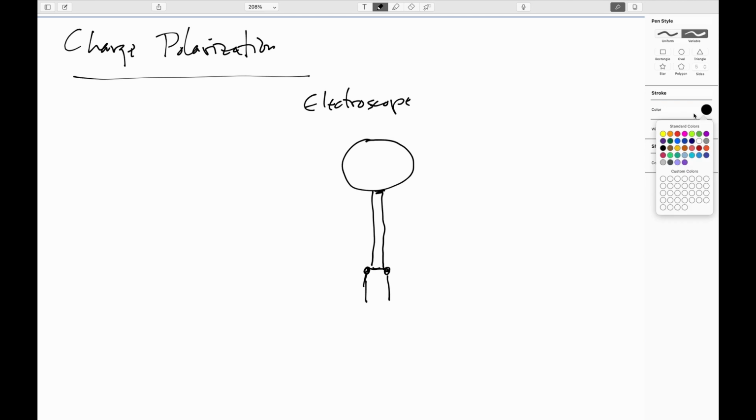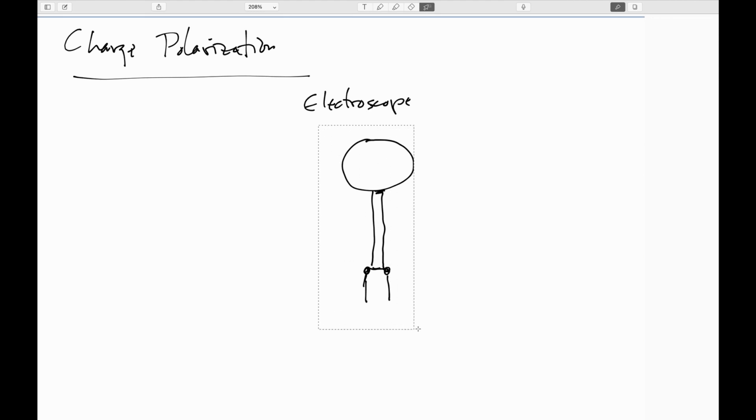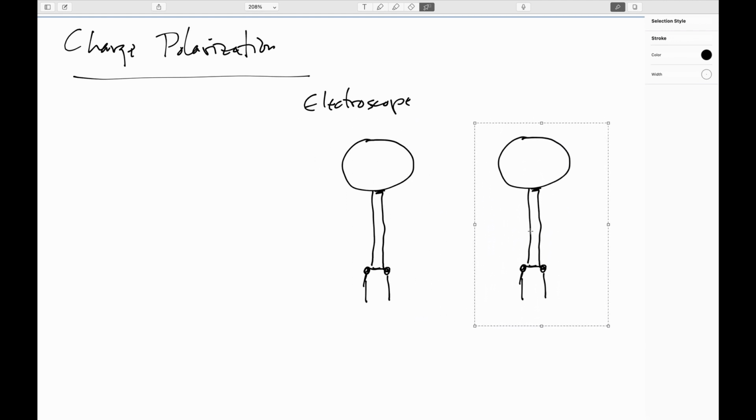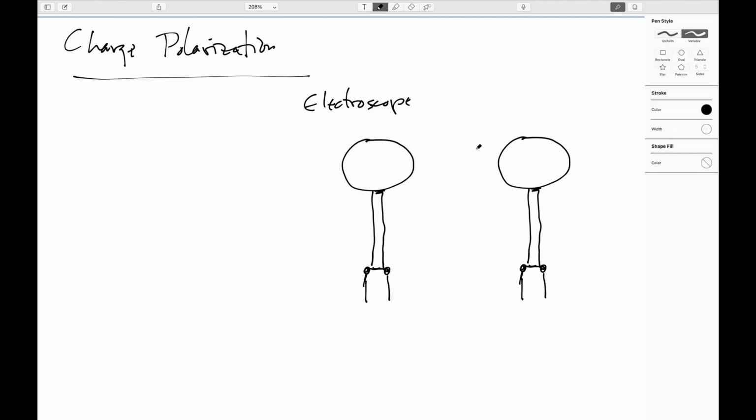Now, what happens is when you bring a charge nearby but not touching. So here we go. Let's say I bring by a positive charge rod, but we don't let it touch.